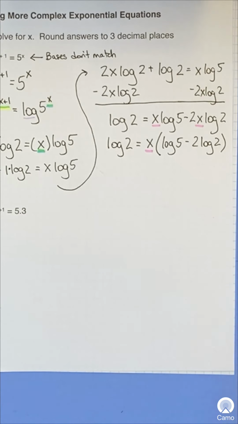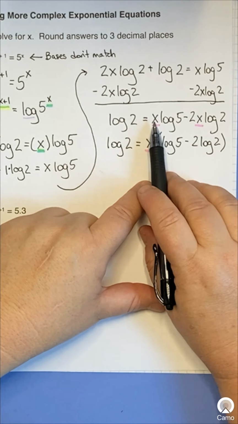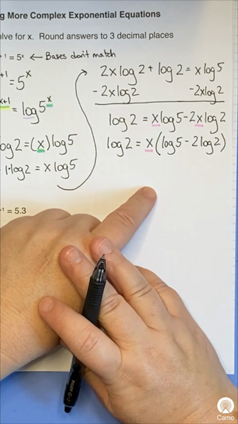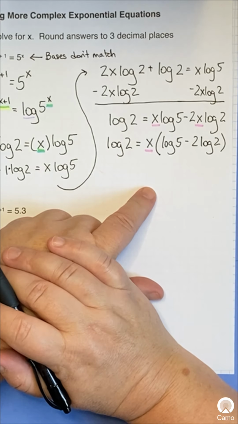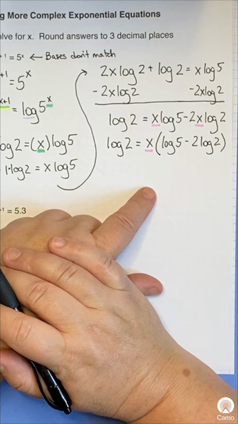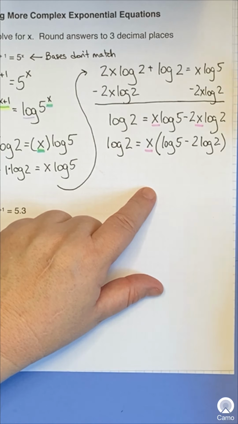This is the sneaky move. This is going to save you from a lot of complicated situations. Factor out the x, and then we've got a single x. Okay, is x all by itself? Thank goodness.